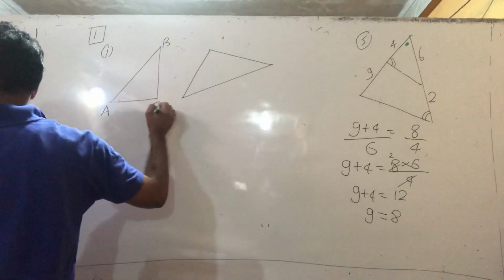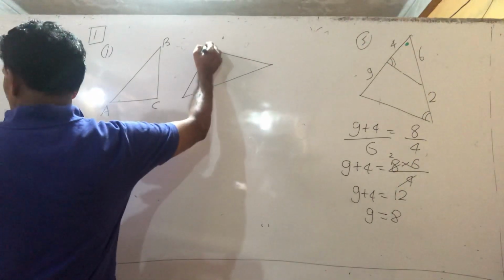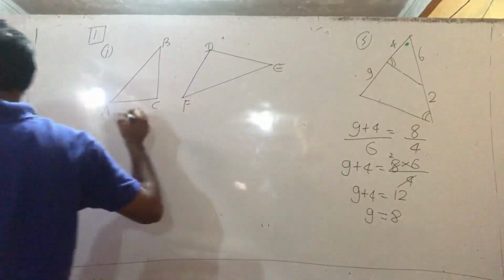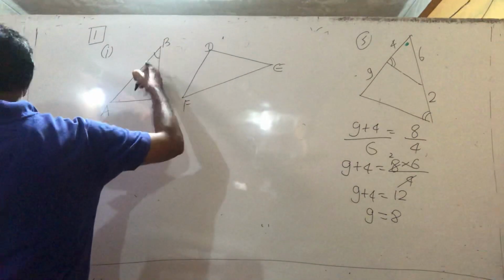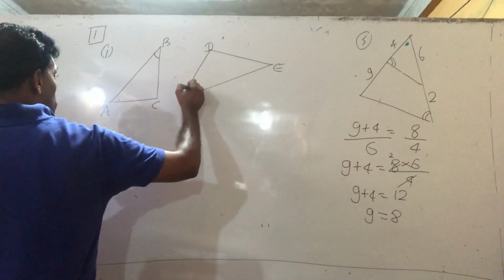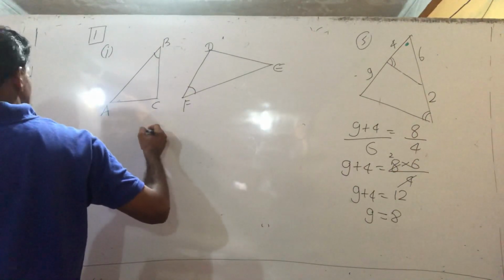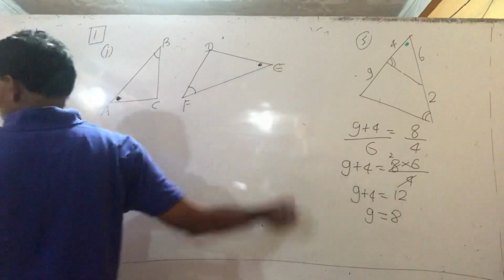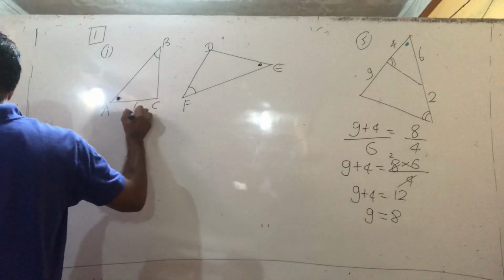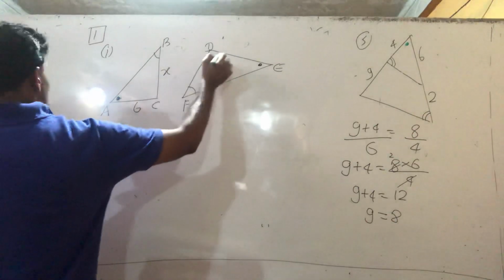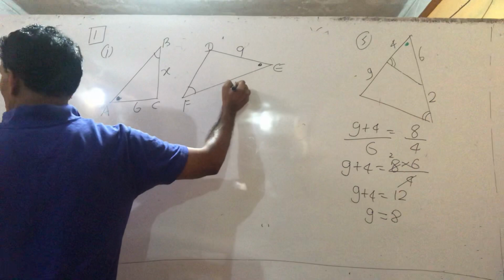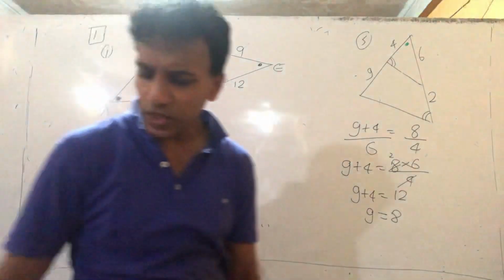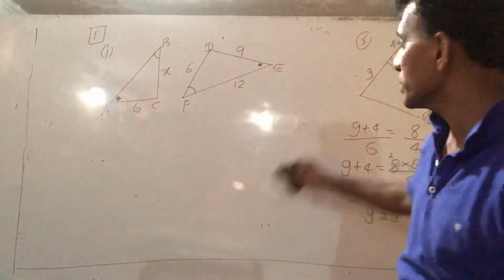ABC triangle and DEF triangle. This angle is equal to this, they marked, and here a mark, and they marked here. Here 6, here X, here 9, 12, 6. Find x. Find the x value. Use the diagram to complete the x value.